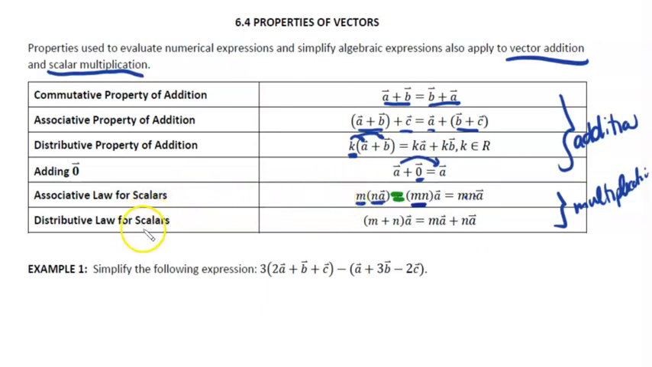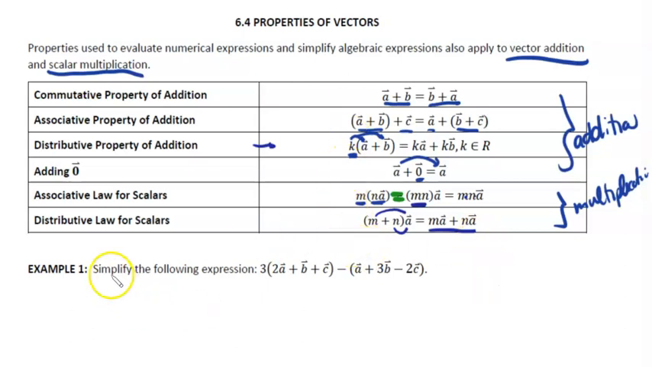Now the distributive law for scalars. This is a little different than the distributive property for addition, because there we had one scalar and two vectors. Now we have two scalars and one vector. If we have scalar m plus scalar n, and then vector a, we would multiply scalar m times vector a and scalar n times vector a, and we're going to yield the same thing.